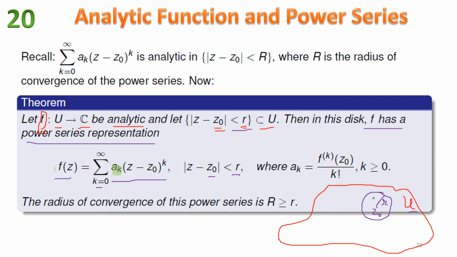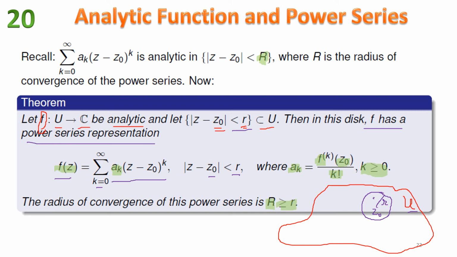of the power series for this function f of z, and these coefficients a_k are the kth derivative of f evaluated at z0 divided by k factorial. Here k is the order of derivative, and it is presumed to be greater than or equal to 0. Either you are not finding the derivative, or you are finding the first order derivative or second order, and so on. So the radius of convergence of the power series, capital R, is greater than or equal to small r. Here capital R is the radius of convergence.